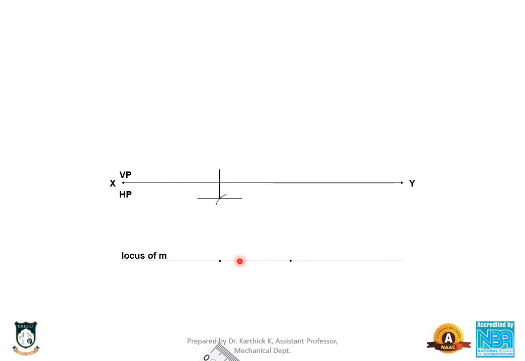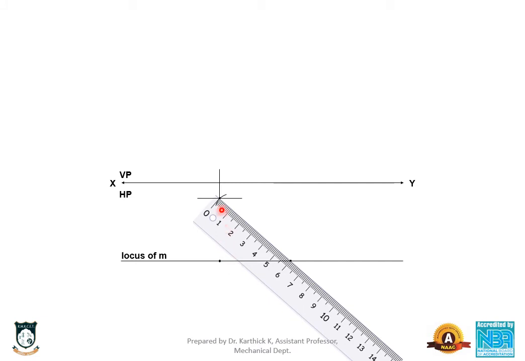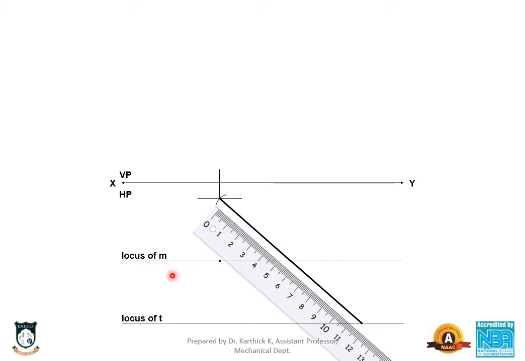The next step, bring the scale. See here, from here to here it is 60 millimeter, half of the total length. Draw a line and extend it up to 120 millimeter. So after this you have to draw a line. This line is called as locus of T, right? This is locus of S line and this is locus of T line. The midpoint line is known as locus of M.